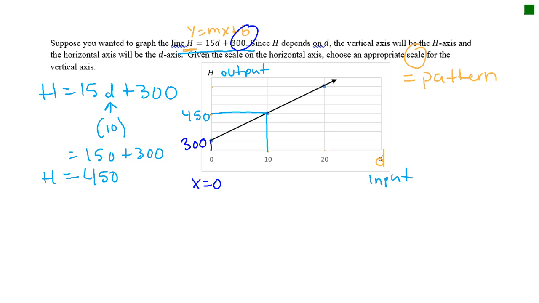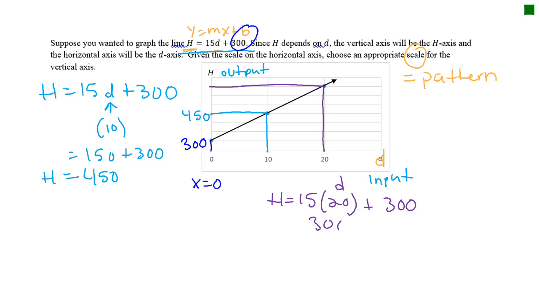Next, you need to figure out the next point. It's the same thing we did with the point of 10. If I put in 20, what am I going to get for h? Again, I use the same equation. h equals 15 times 20, because this is d, plus 300. Well, 15 times 20 gives me 300, plus 300 gives me 600. That means when I put in 20, I get an output of 600.